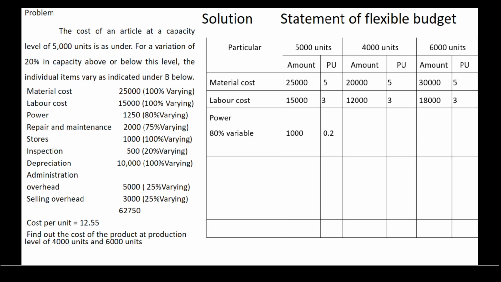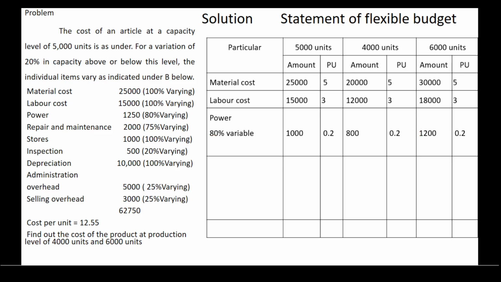Okay. So now under the 4000 units, here also the cost per unit is 0.2. So this 0.2 is multiplied with the 4000 units. So now the amount is rupees 800. And next for the 6000 units, here the cost per unit is 0.2. So here also we multiply with the 6000 units. So 6000 into 0.2, the amount is 1200 rupees. The 80% variable is over.